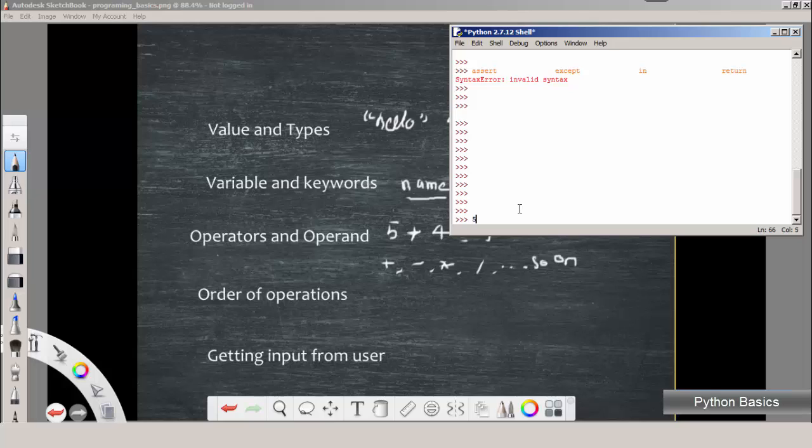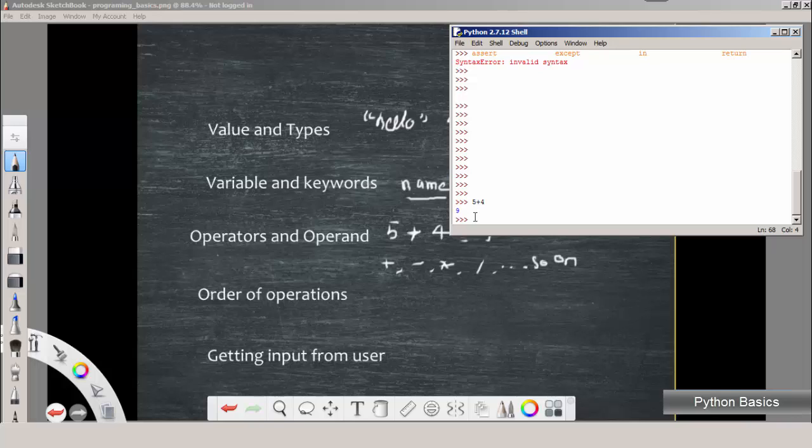If I write 5 plus 4, the output is 9. 5 is an operand, 4 is also an operand, and plus is the operator. So this is the relationship between operators and operands, and we can compute it. An operation is the process, or we can say an operation is the combination of operators and operands.